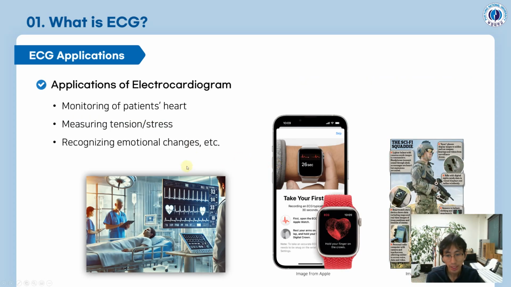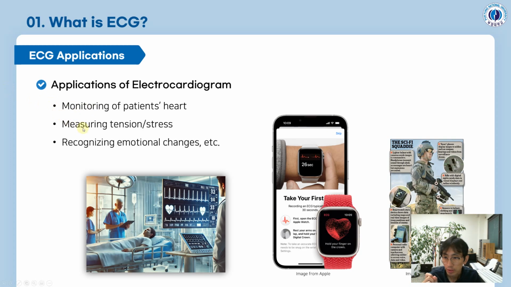This ECG can be used in many applications. For example, basically this is used to monitor the patient's heart. Especially when a person is in a dangerous situation, we can continuously monitor the patient using the ECG, continuously checking whether the heart is working well or not. Because if our heart stops, then the person is going to die in a few minutes. So this is a very important signal for humans and any other animals as well.